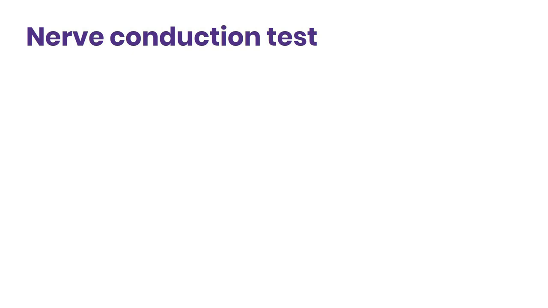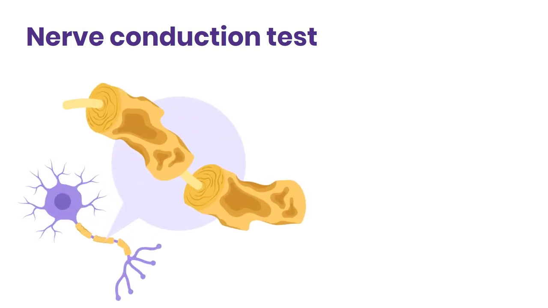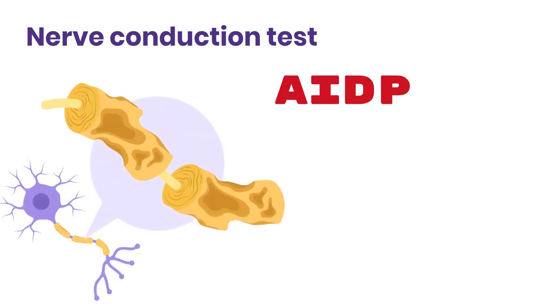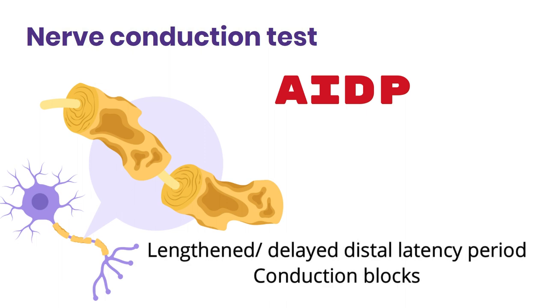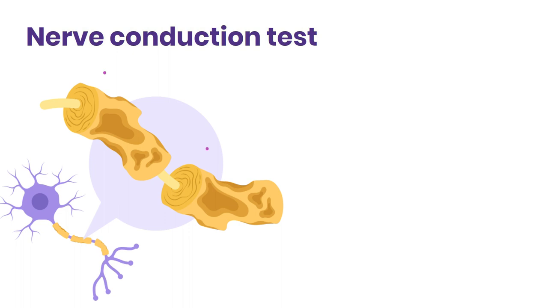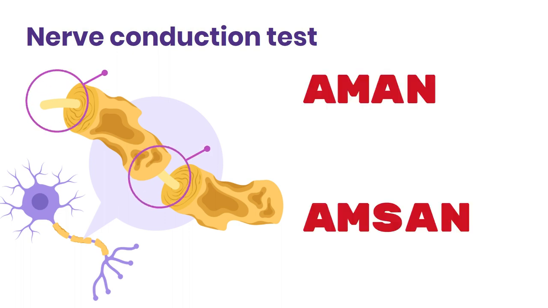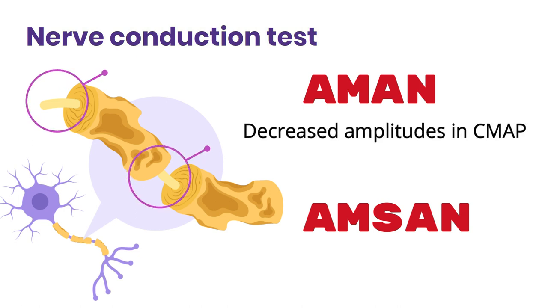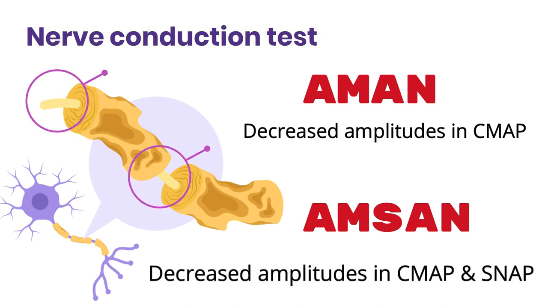The signs of demyelination on motor nerve conductions in AIDP are that the distal latency would be lengthened or delayed, and they can have conduction blocks. Because in AIDP, there is loss of myelin sheath, they're going to have reduced conduction velocity. In the axonal variants of the disease, that is AMAN and AMSAN, they will have decreased amplitudes in compound muscle action potential in AMAN, and decreased amplitude in compound muscle action potential and sensory nerve action potential in AMSAN.